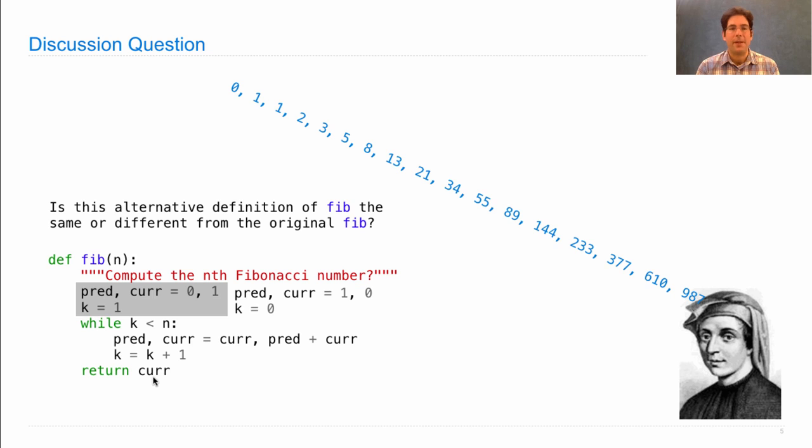But what about with n equals 5? Well, we start out with cur 0, and then we're actually going to execute the body of the while statement 5 times instead of 4, because we started with k equals 0 instead of k equals 1. So cur will be 0, and then 1, 1, 2, 3, 5, and we will still get the fifth Fibonacci number.